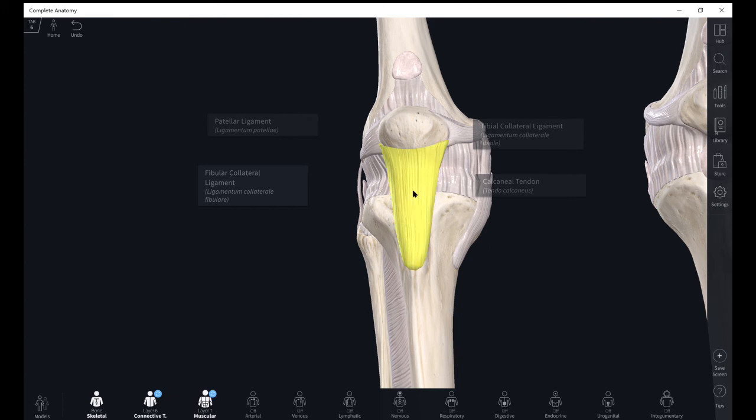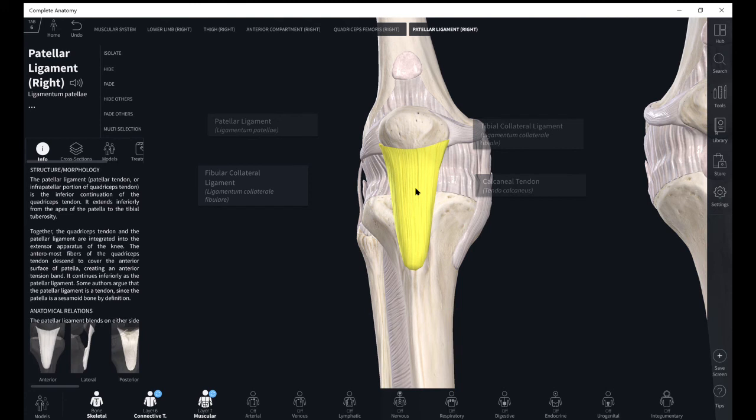First would be the patellar ligament, the patellar tendon, patellar ligament. Technically, it's a ligament since it connects bone to bone. However, it's frequently referred to as the patellar tendon. Anyway, I digress. It's attached to both the tibial tubercle and the inferior pole, or the apex, technically, of the patella.